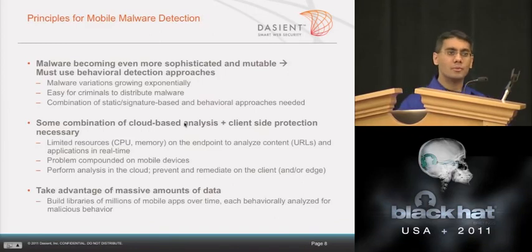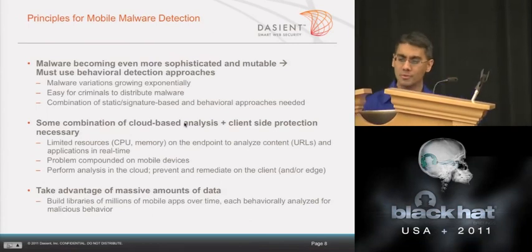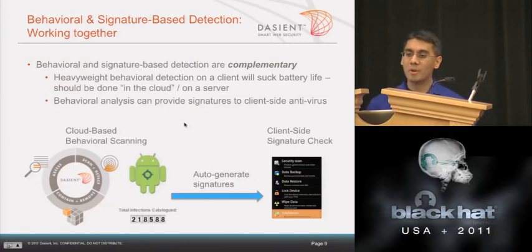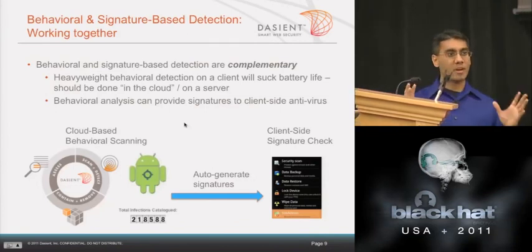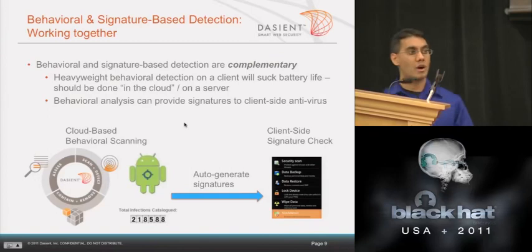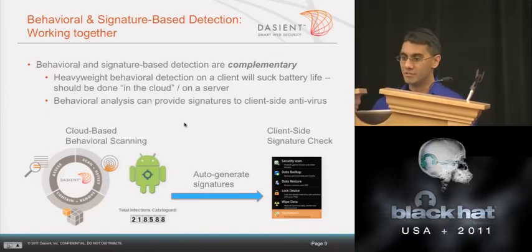With regards to using a combination of approaches, I think that it's going to be important to have clients leverage the cloud and take advantage of data and doing a lot of analysis. In any case, I'm not going to spend too much more time, but one could imagine a scenario where you have a behavioral analysis engine in the cloud actually also auto-generating signatures that get sent out to antivirus clients on mobile devices to keep the checking and mitigation efficient.